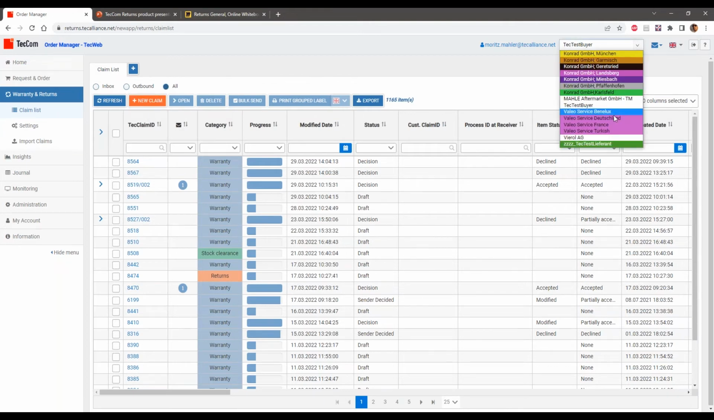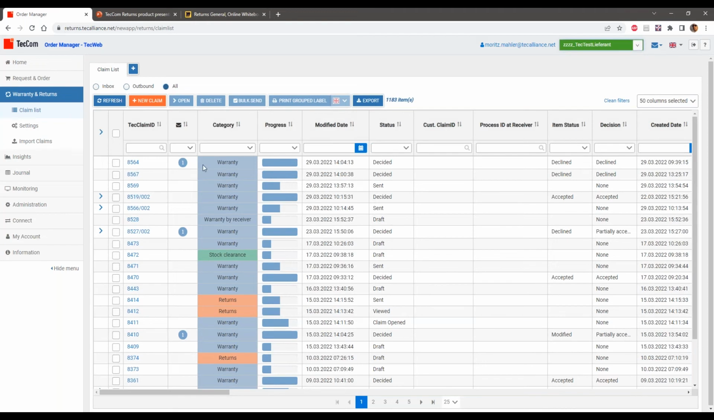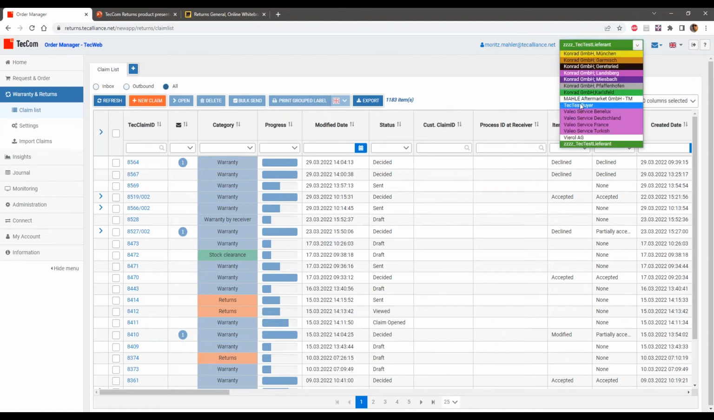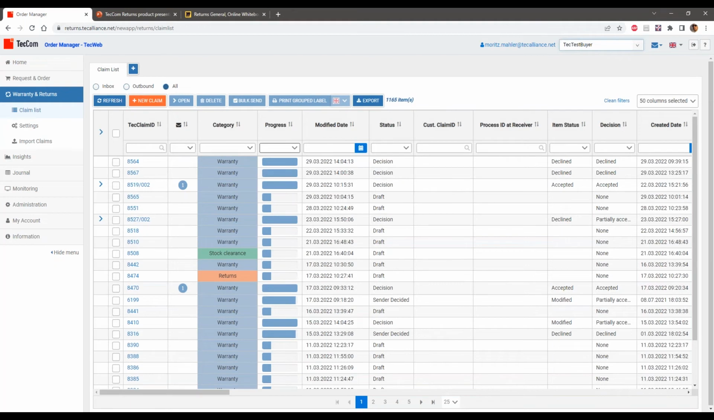So if I change here to supplier, you see it looks exactly the same. So if I would be now a manufacturer, I see a really similar view of this claim list. And how do we get these claims in? I change it back to the buyer. So we have one possibility I told you here.